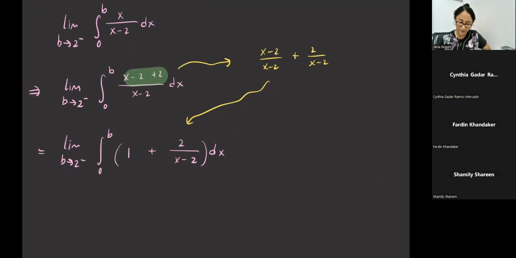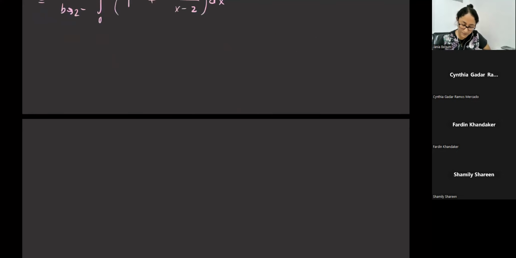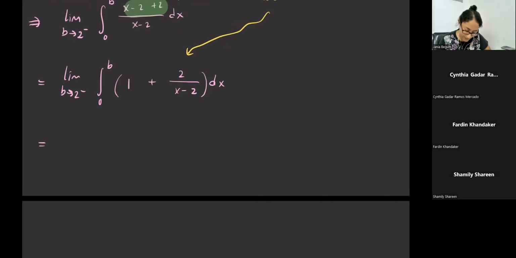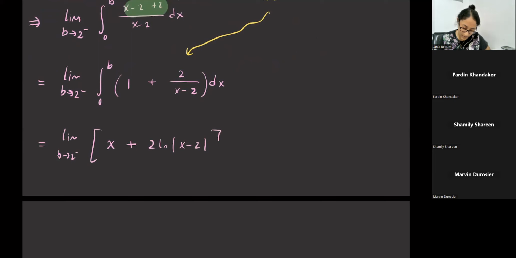All right, so stop me if you have questions. I'm going to continue. Now I can integrate, right? So we have the limit as b approaches 2 from the left of the integral of 1, that's just x, plus, what's the integral of 2 over x minus 2? 2 ln x minus 2. Good. This is 2 ln absolute value of x minus 2. And we're going to evaluate this from 0 to b.